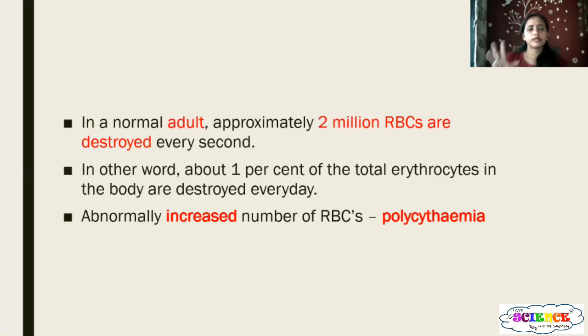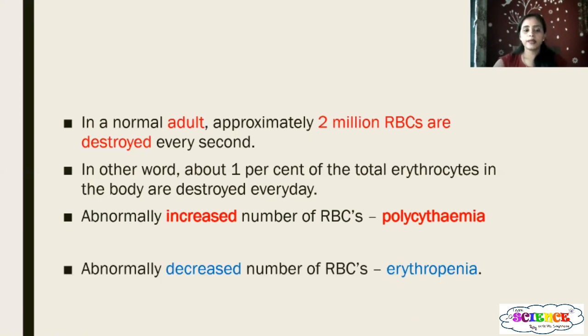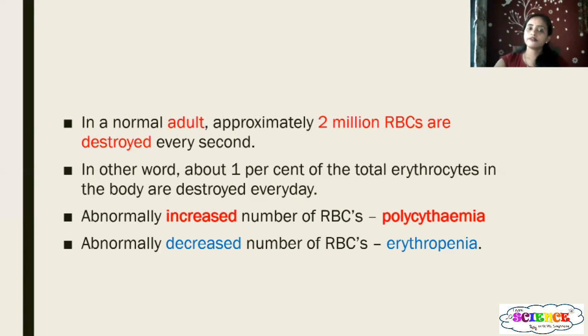Now, when red blood cells increase abnormally, that is, the number increases to more than, we can say, 10 million per cubic millimeter, this condition is called polycythemia. Polycythemia is the condition in which there is an abnormal increase in red blood cells, and it is a type of blood cancer where the bone marrow does not stop dividing, and red blood cells are produced continuously. An abnormal decrease in the number of red blood cells is called erythropenia. Erythros means erythrocytes, red blood cells, and penia means less. So if the number of red blood cells decreases, that condition is called erythropenia.